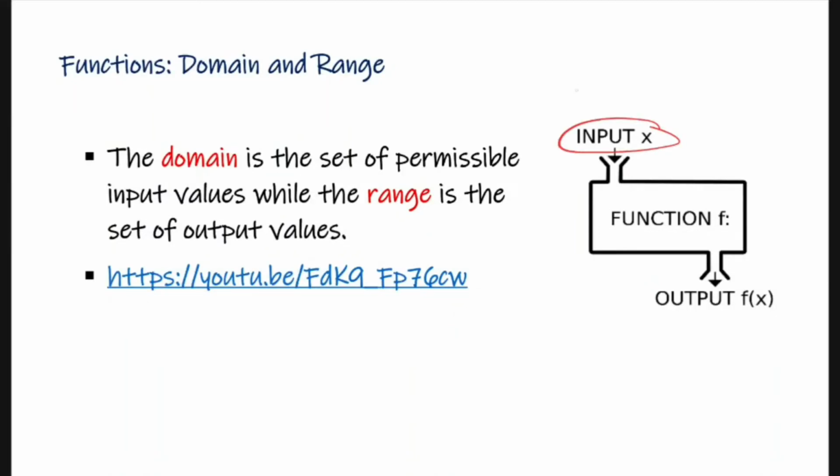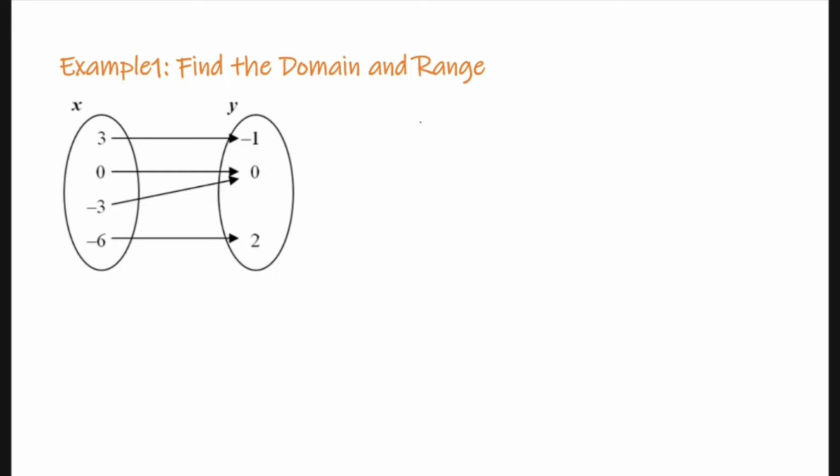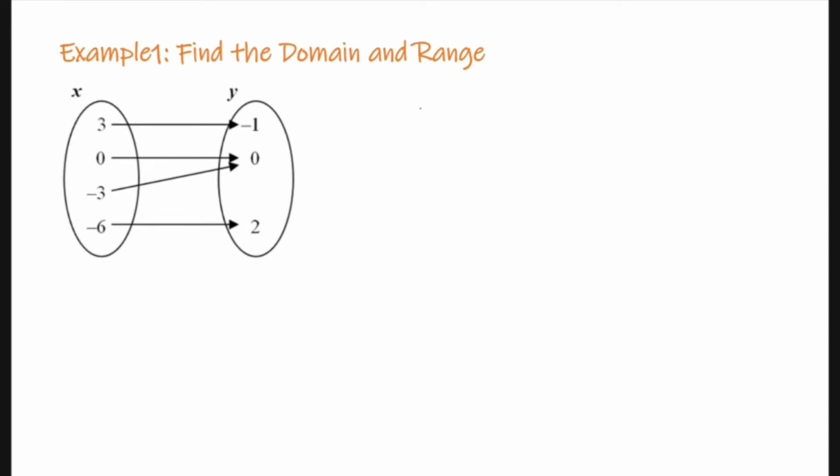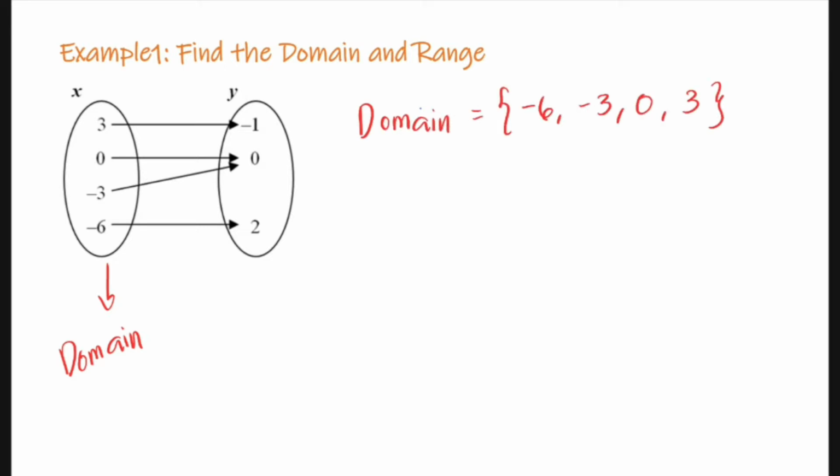Functions, domain and range. The domain is a set of permissible input values, while the range is a set of output values. In other words, domain are all possible values of our x, and the range are the possible values of y. Example, this mapping. The domain of this function would be -6, -3, 0, and 3, while the range is -1, 0, and 2.